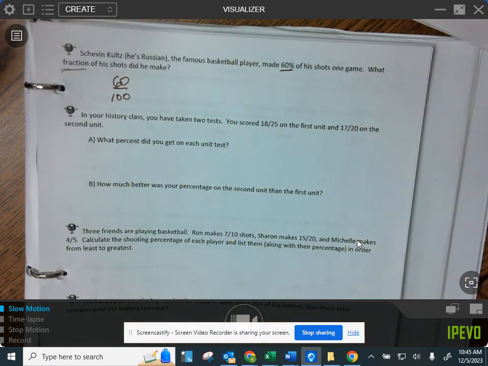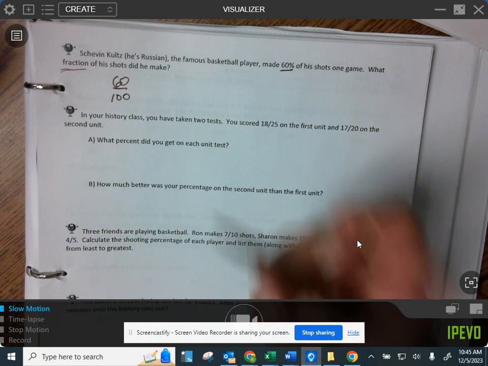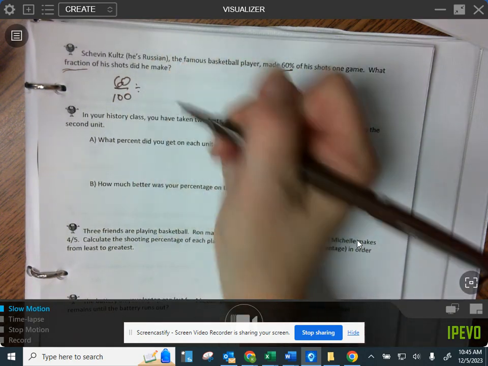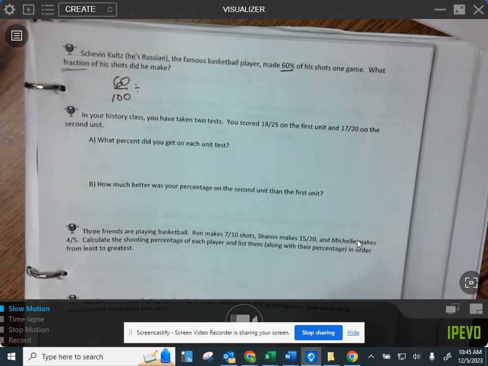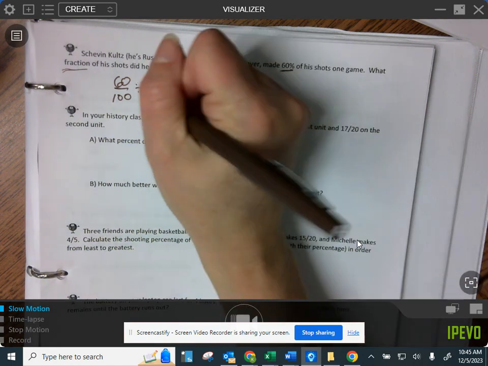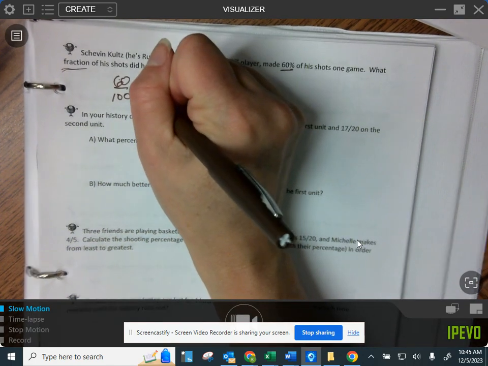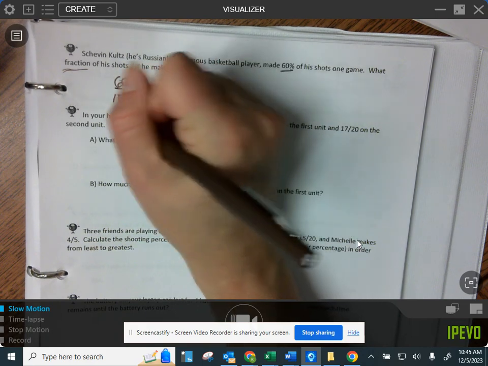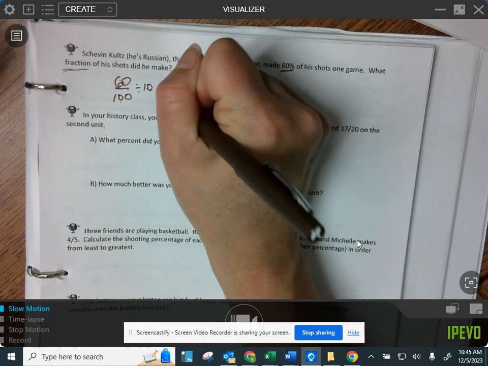Am I done? No, you have to simplify. Oh, I have to simplify. What can I divide out of 60 and 100? What is one thing I could divide out, Lauren? I could divide a 10 out. 60 divided by 10 is 6. 100 divided by 10 is 10.